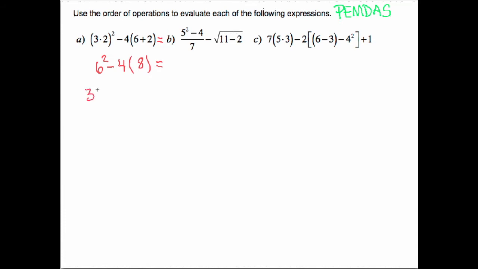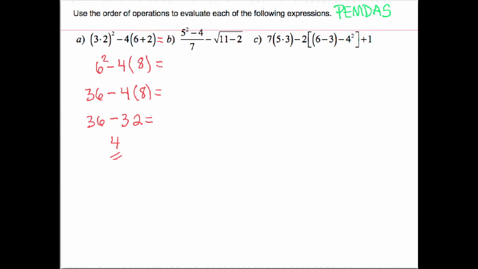6 squared is 36, so I have 36 minus 4 times 8. And I want to make very sure to multiply before I subtract. So I'll go ahead and multiply 4 times 8, which is what? Which is 32, and 36 minus 32 is 4. For part B, where do we begin?